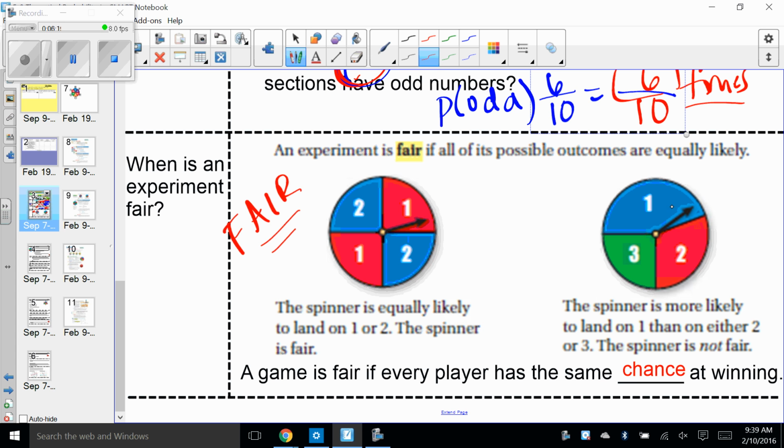On the right-hand side, you can see that those are not equally spaced. So person number 1 has a better chance of winning than person number 2 and or person number 3. So a game is fair if every player has the same chance of winning. Make sure that you've noted that. It's already filled in for you there, but make sure that you have noted that as correct.